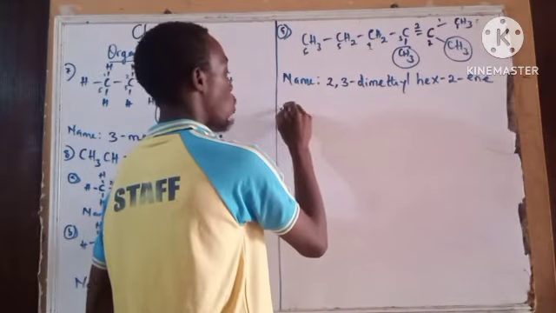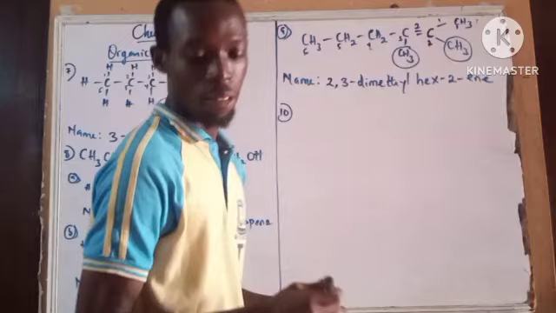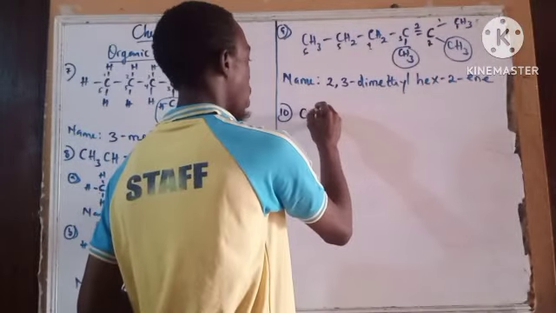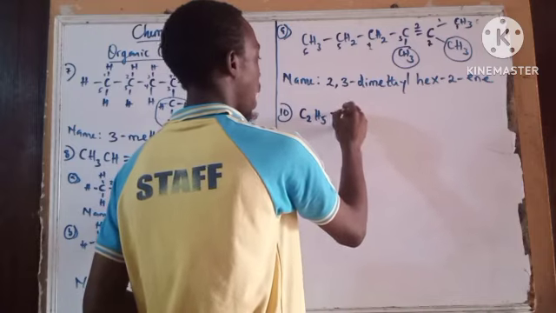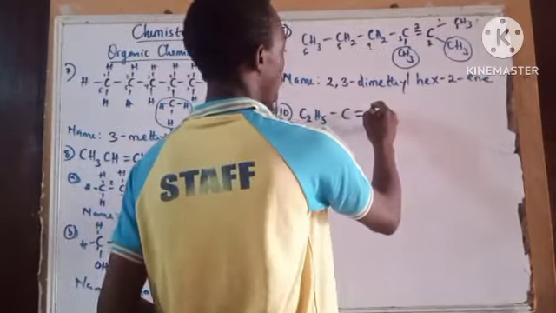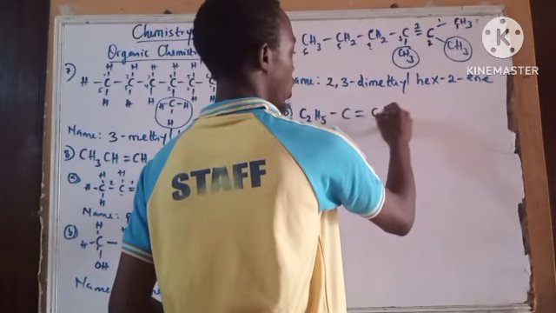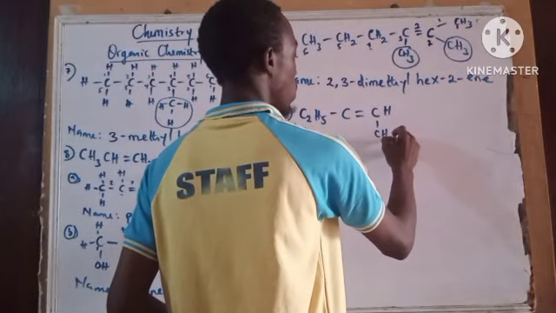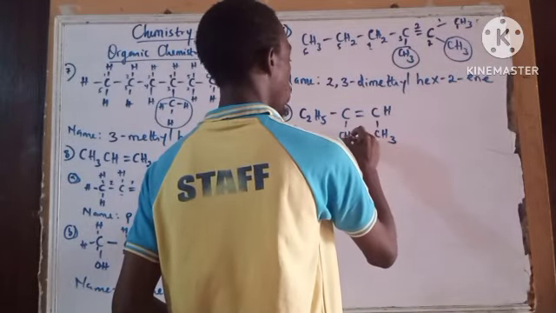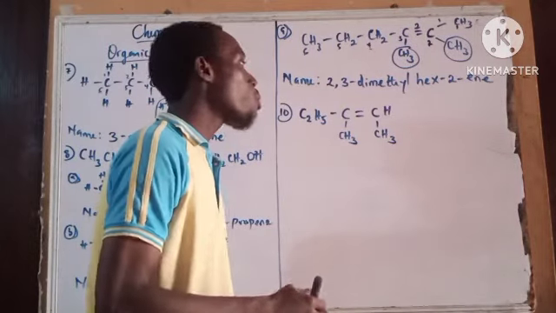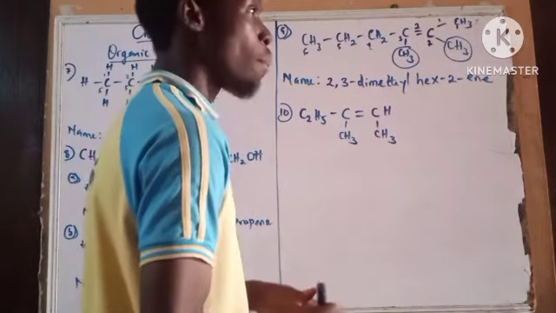And finally, question number 10. For question number 10, we have C2H5 here. Then I have C double bond, then CH, and I have my CH3 here. And I have my CH3 as well here. So, what is the name for this compound?